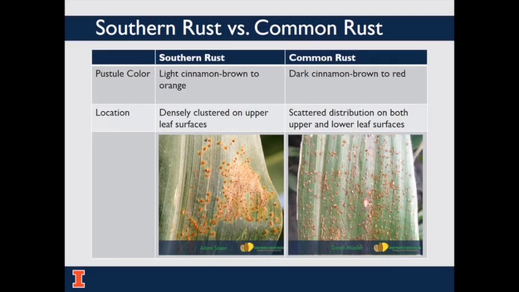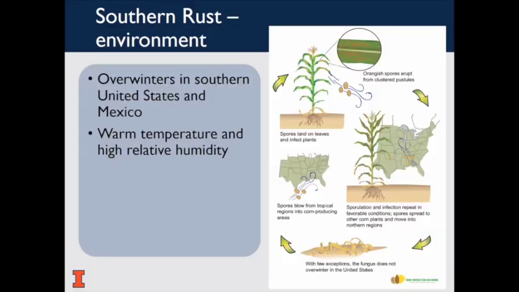Southern rust's symptoms can be confused with those of common rust, a disease that is seldom a concern on hybrid corn. Several characteristics help distinguish southern rust from common rust. Southern rust's pustules are lighter in color and densely scattered over the upper leaf surface. Common rust has darker, cinnamon brown to red pustules scattered on both leaf surfaces.